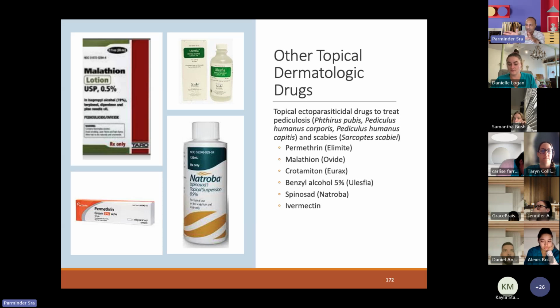So these are common ones. Your permethrin, your benzyl benzoate is also used, but the other ones, your permethrin, malathion, ivermectin, spinosad, these are the more common ones and more effective ones.